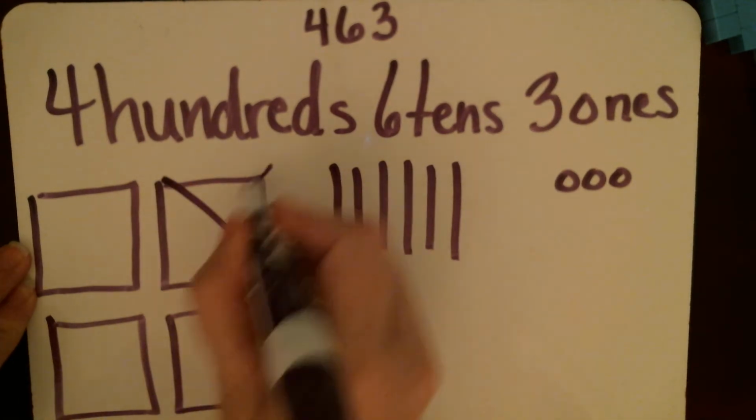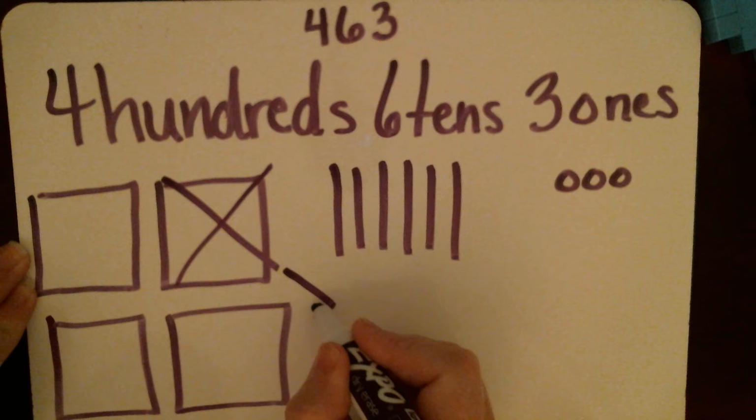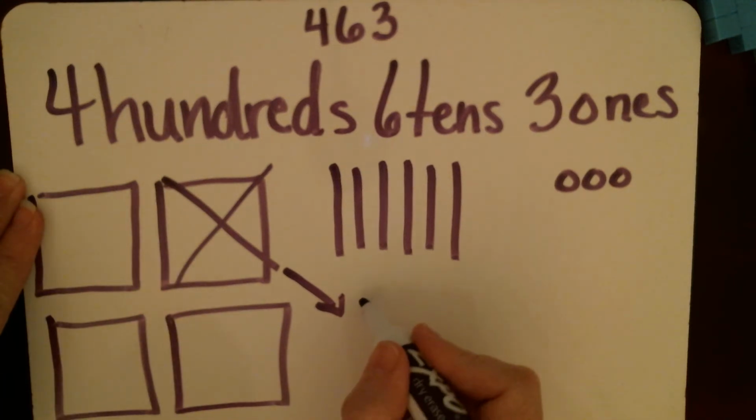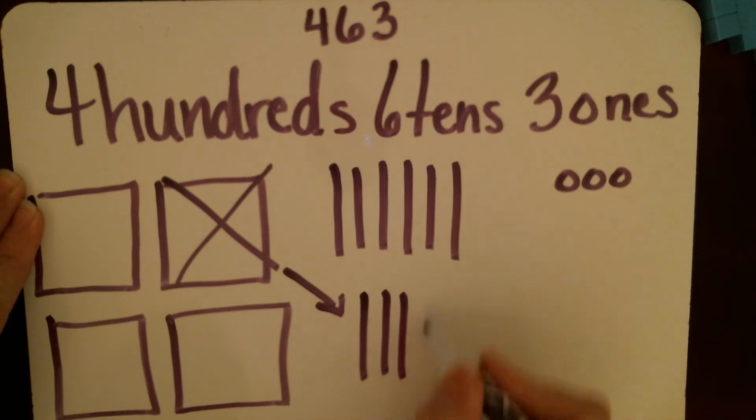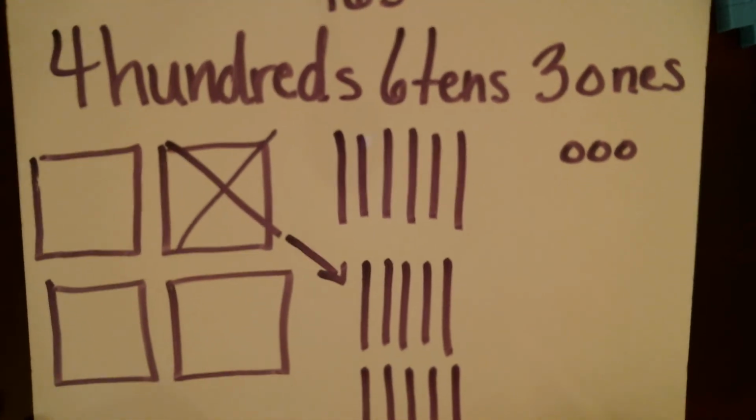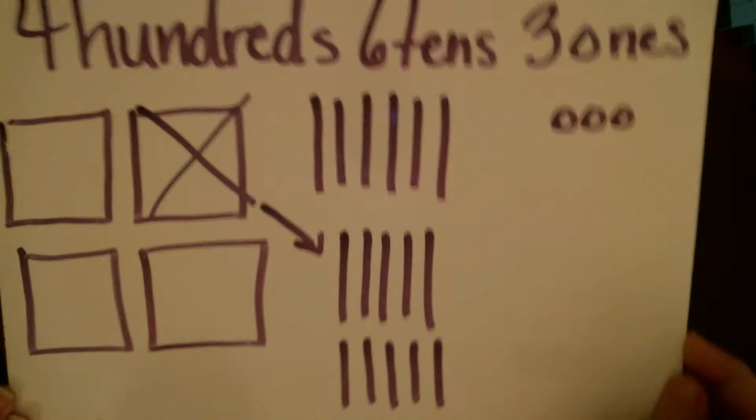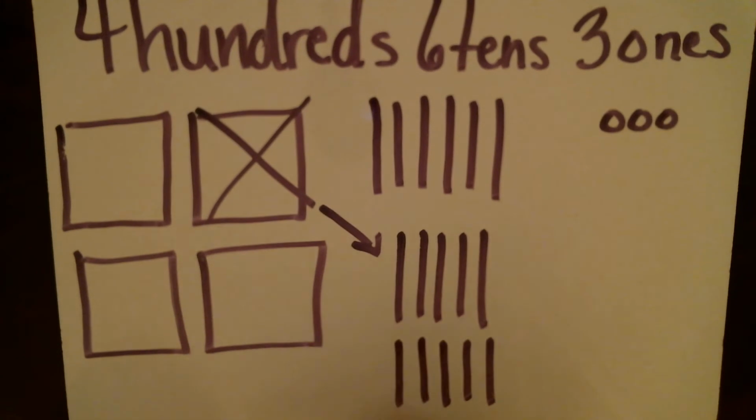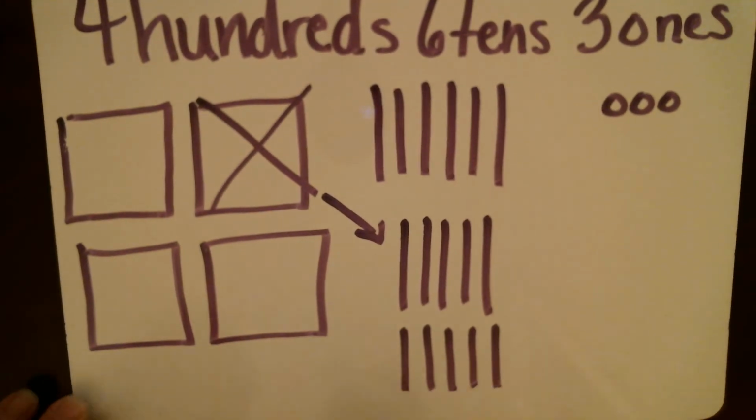All right. Well, we're going to turn one of these hundreds back into tens. So I can cross it off and move it over here. And remember that it takes 10 tens. 1, 2, 3, 4, 5, 6, 7, 8, 9, 10 tens to make 100. Okay? It's no longer 100. It's now over here broken up into 10 tens. So what do I have now? How many of these hundreds do I have now? I now have 3 hundreds.